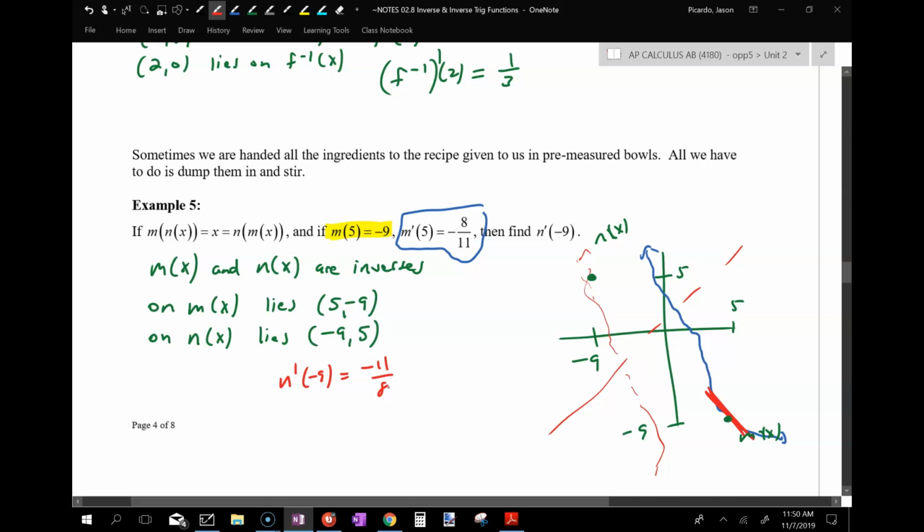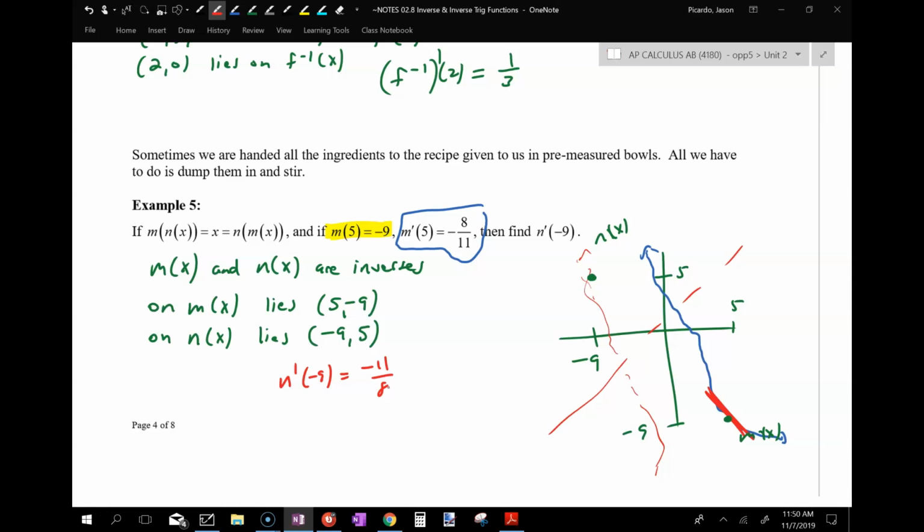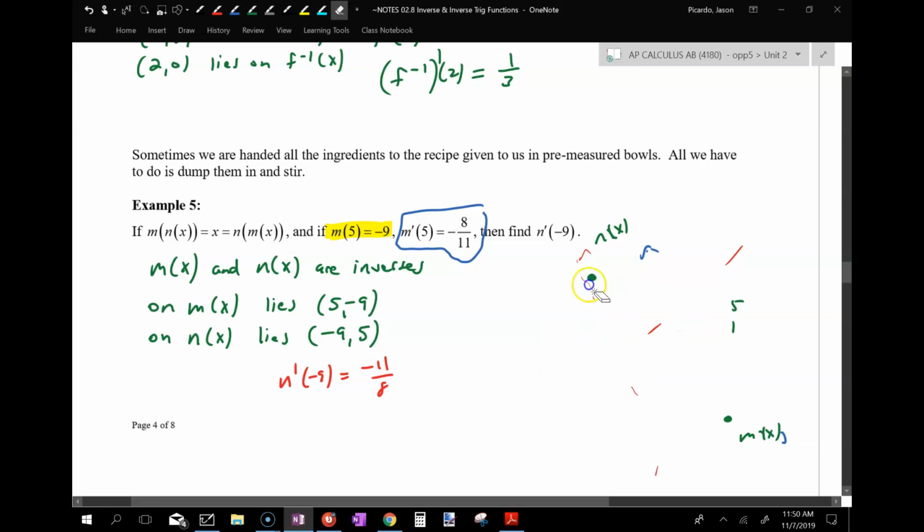Man, that's an awful picture. Ugh. That was brutal. All right.